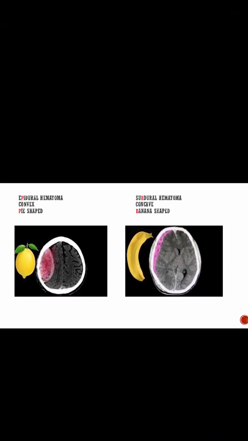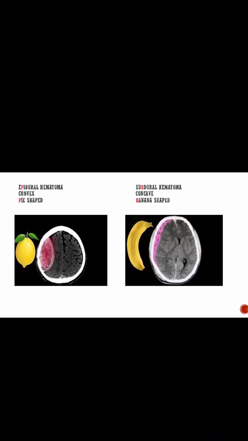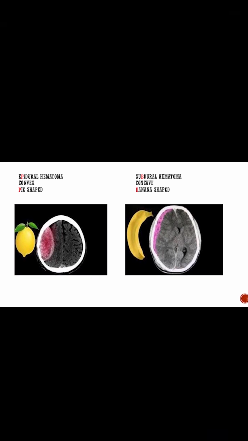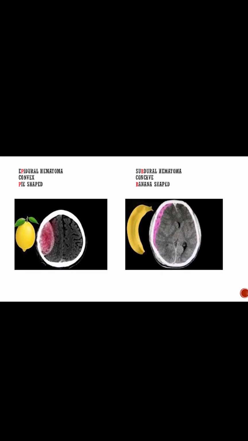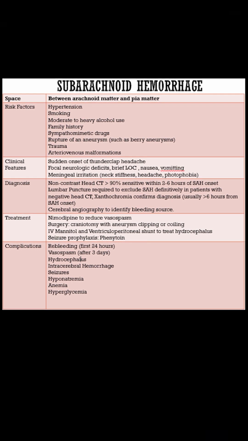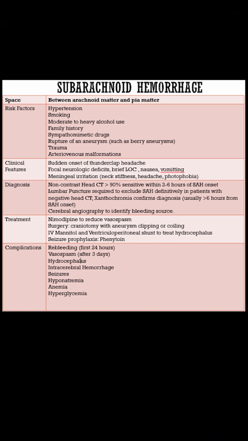An epidural hematoma is a convex-shaped mass. It looks like a pie. On the other hand, a subdural hematoma is a concave-shaped mass, and it looks like a banana. Now let's discuss the subarachnoid hemorrhage. A subarachnoid hemorrhage occurs when there is bleeding within the subarachnoid space.